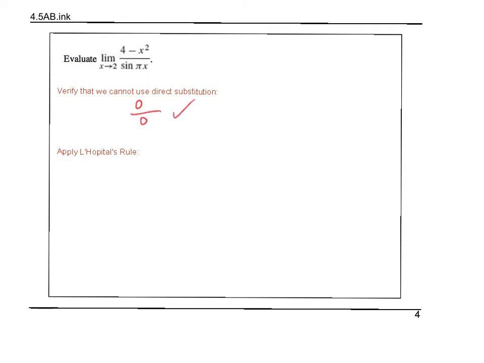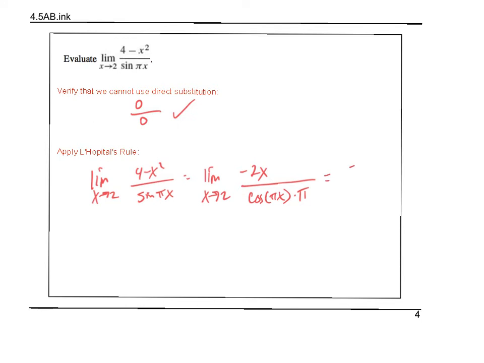Okay. So now applying L'Hopital's rule says that the original limit is equivalent to the limit of negative 2x over cosine pi x times pi. Right, that's a chain rule, so we don't want to forget about the pi. So now through direct substitution, the numerator would give us a negative 4, and the denominator, cosine at 2 pi, is 1. So 1 times pi, or negative 4 over pi.